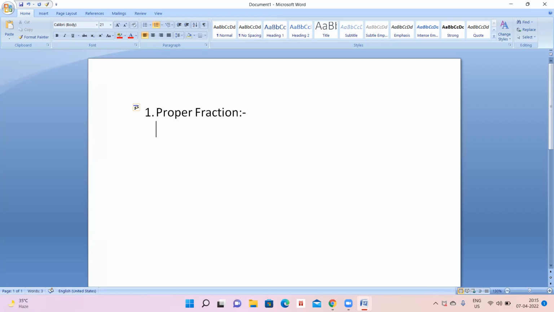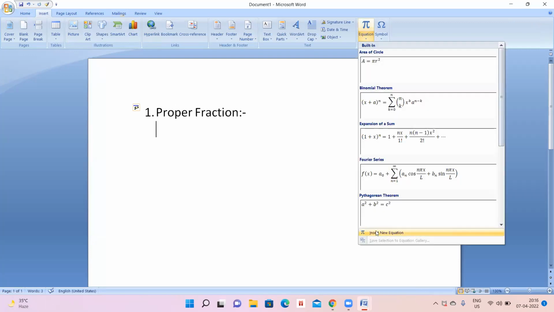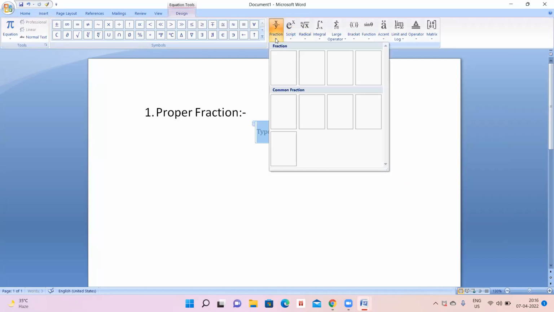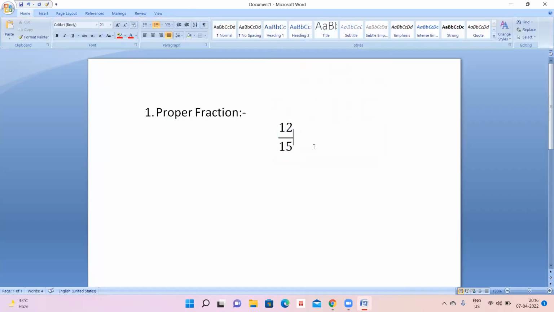My dear students, a fraction is called a proper fraction if the number is written in a certain fashion. Suppose the number is written like 12 upon 15. As you can see, the number is written 12 upon 15.